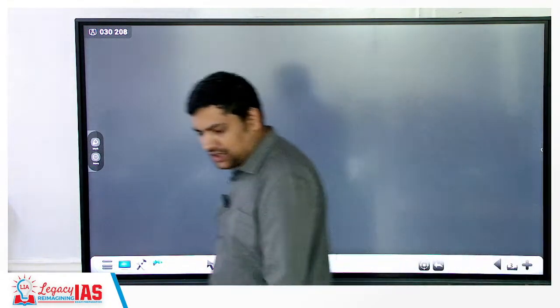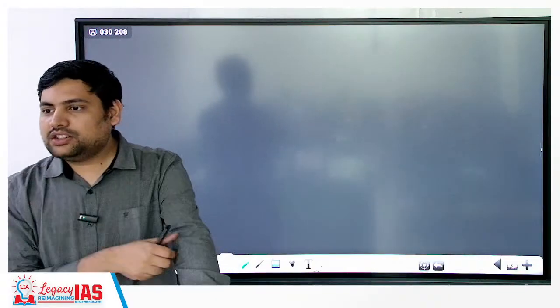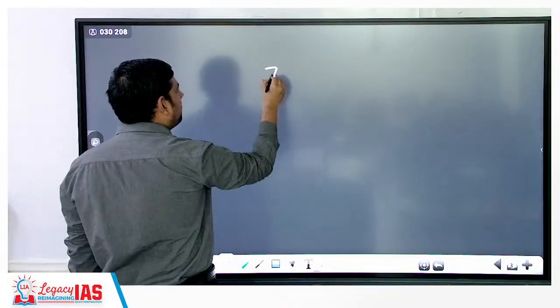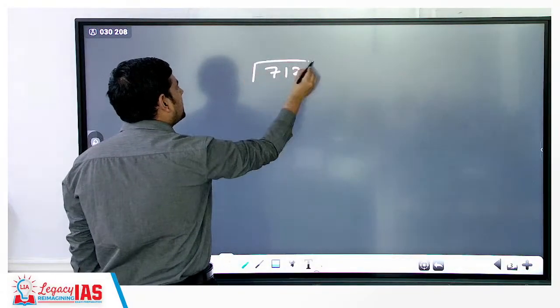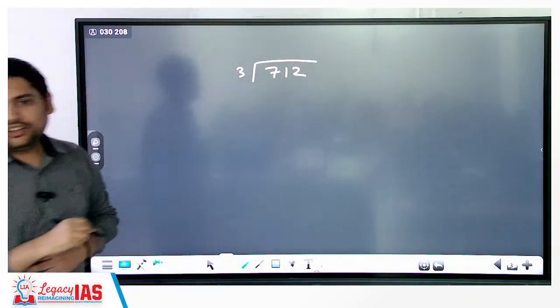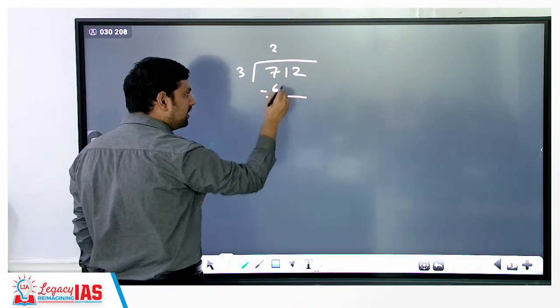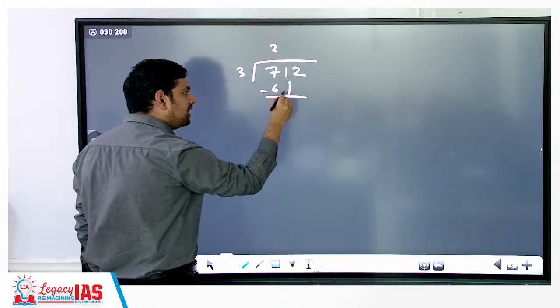Another basic thing, you know something about the long division method? Long division. Okay, so it works like this. If I have to, let's say, divide 712 by 3, then how do you go? This goes 2 times, minus 6, 1, then 1 will come down from here.